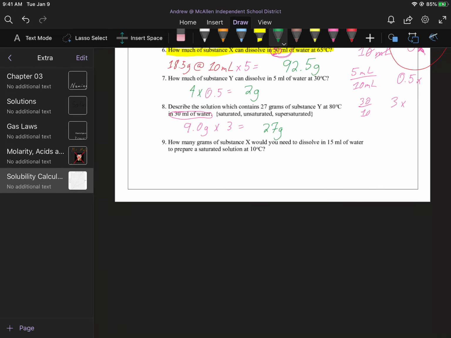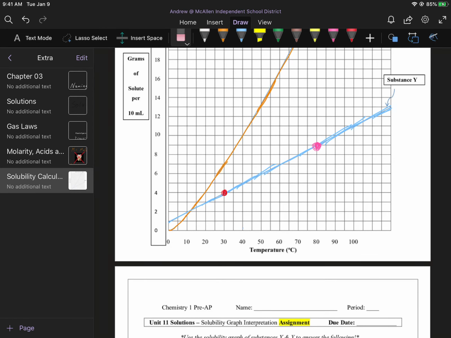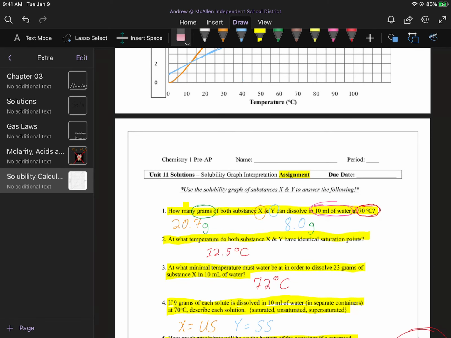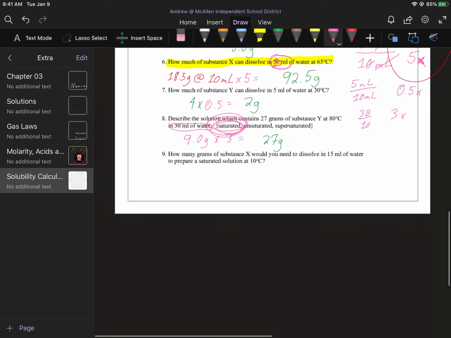27 grams, but the question is asking us, is it saturated, unsaturated, or supersaturated? If 9 was perfectly on the line, that means it's saturated. That's 10 milliliters of water, so if we triple it, we can triple the solute, which is 27, which means 27 grams at 30 milliliters will also be perfectly on that line, on the solubility line, which means it is saturated. The question is not asking you how much can dissolve, it's asking you, is it saturated, supersaturated, or unsaturated? It is saturated.